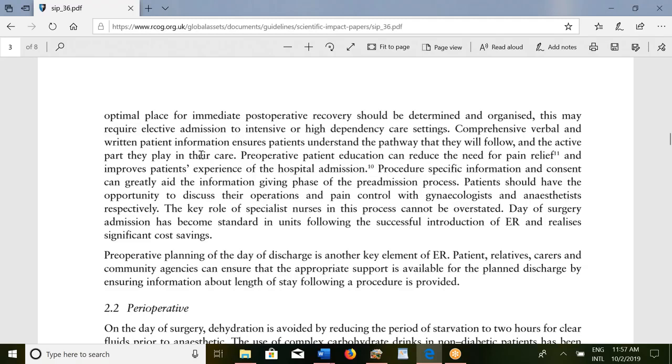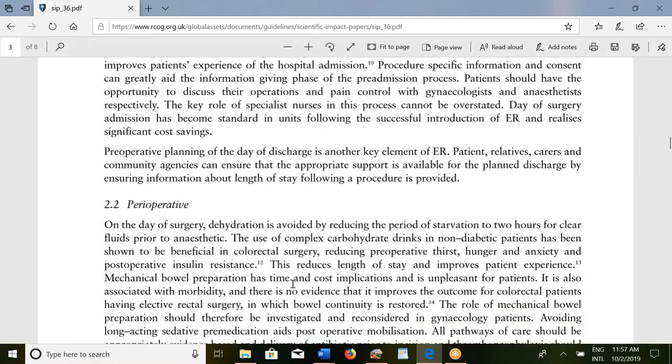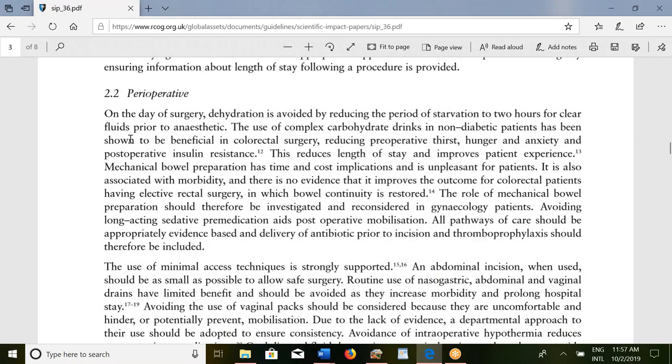So pre-operative planning of the day of discharge is another key element of enhanced recovery. Patient, relatives, care providers and the community agencies can ensure that the appropriate support is available for the planned discharge by ensuring information about length of stay following the procedure. Then perioperative. On the day of surgery, dehydration is avoided by reducing the period of starvation to 2 hours.